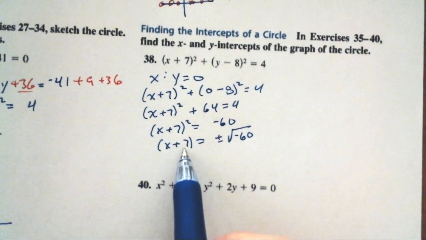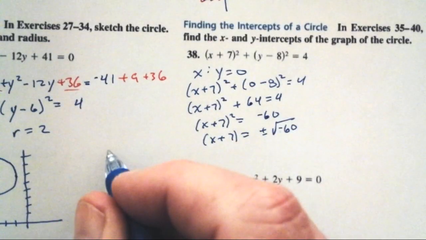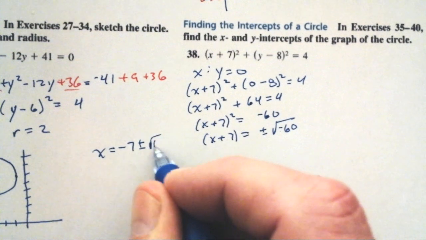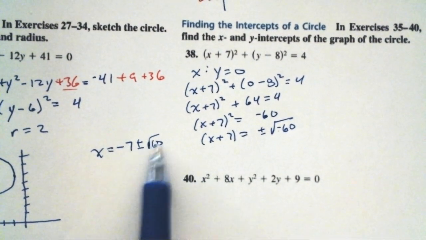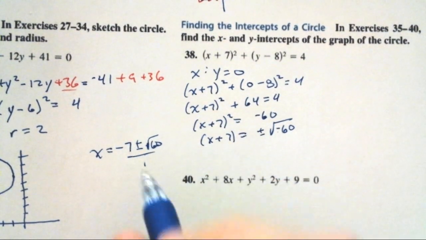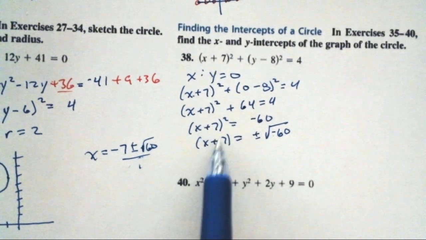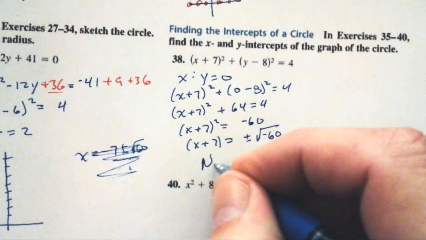I do want to point this out. Let's say that this had been positive 60 in there. Then my solution would just be x equals subtract 7, plus or minus the square root of 60, and maybe break the 60 down. And you can see that kind of has that whole quadratic formula feel to it. Since I didn't FOIL this out, I wouldn't have had to go to the quadratic formula. So anyway, there are none.